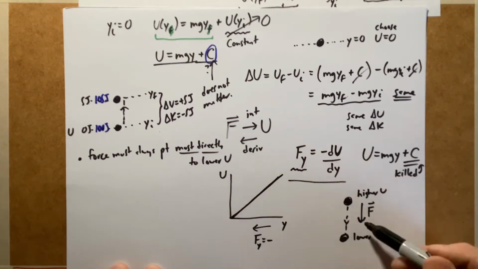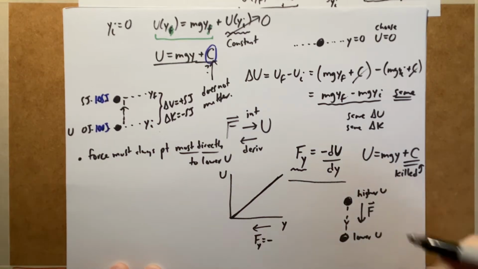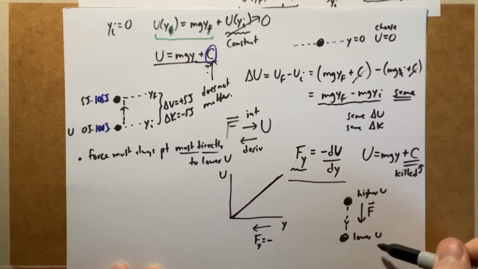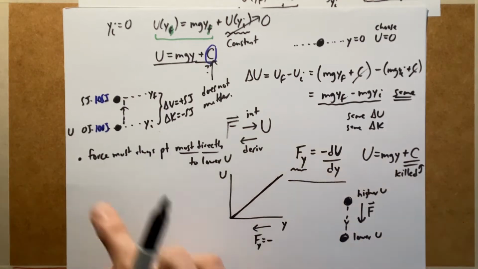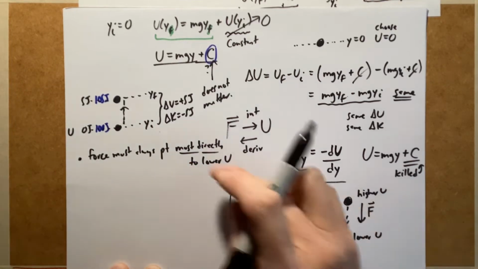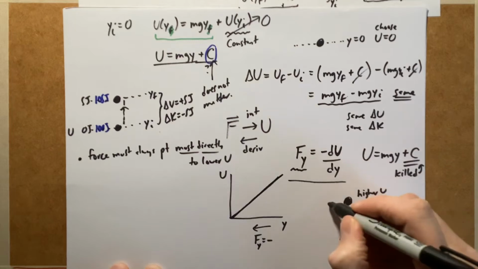It gets pulled down by the force of gravity. Why does the ball fall down in the energy picture? It falls because everything wants to get to lower potential energy. So the upshot of that is that force must always point most directly towards lower potential energy.